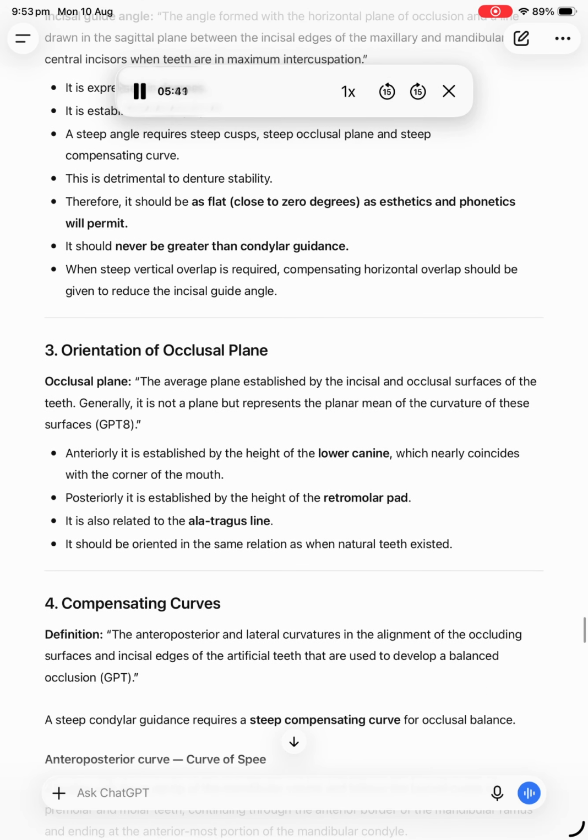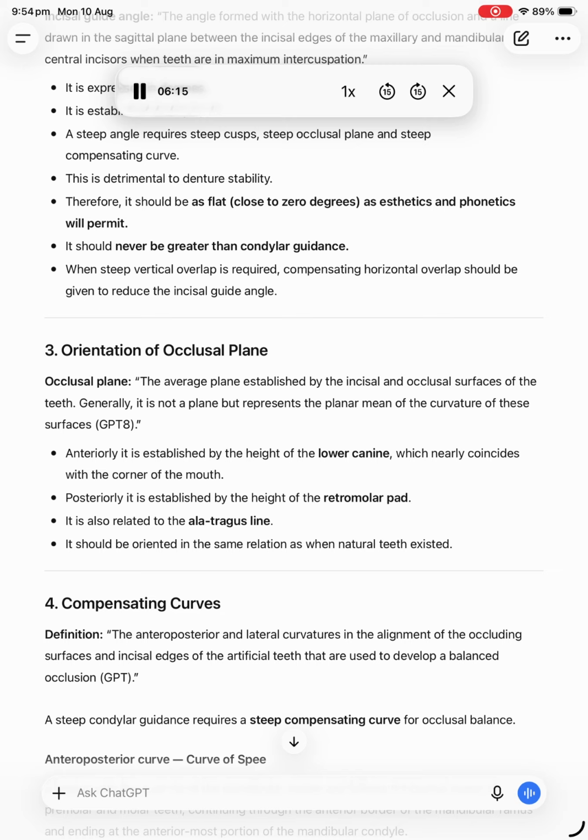Number 3. Orientation of occlusal plane. Occlusal plane, the average plane established by the incisal and occlusal surfaces of the teeth. Generally, it is not a plane, but represents the planar mean of the curvature of these surfaces, GPT 8. Anteriorly, it is established by the height of the lower canine, which nearly coincides with the corner of the mouth. Posteriorly, it is established by the height of the retromolar pad. It is also related to the ala-tragus line. It should be oriented in the same relation as when natural teeth existed.